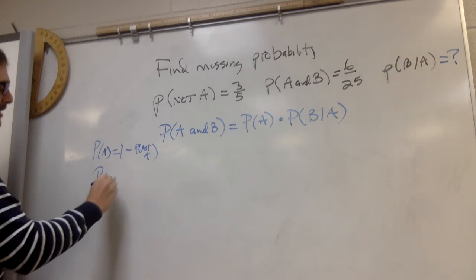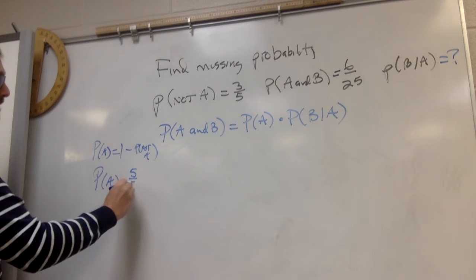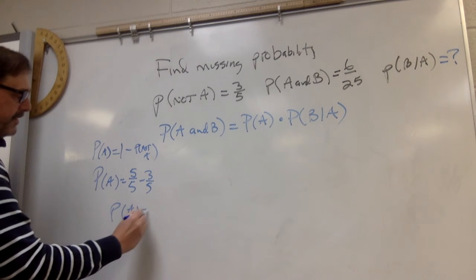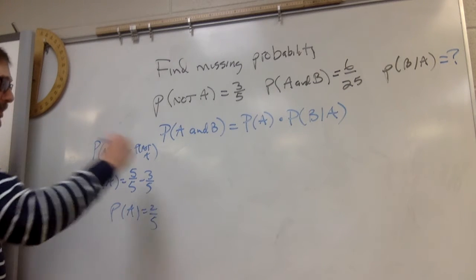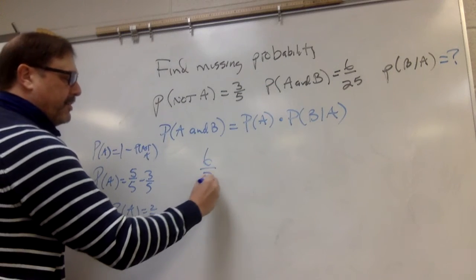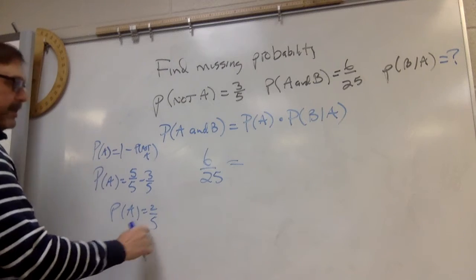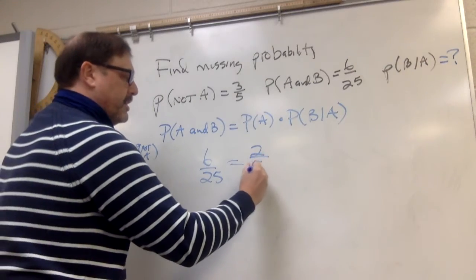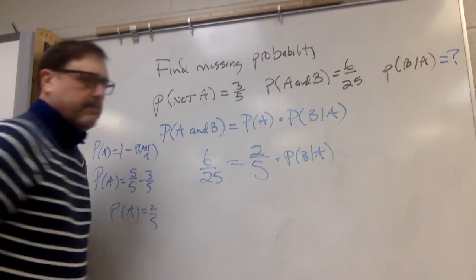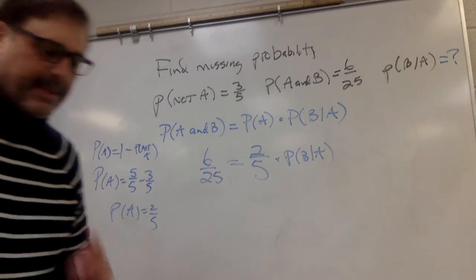So the probability of A could be going 5/5 minus 3/5. So the probability of A is 2/5. And here we go. The probability of A and B is 6/25. The probability of A is 2/5. The probability of B given A, I don't know, I'm just a kid.